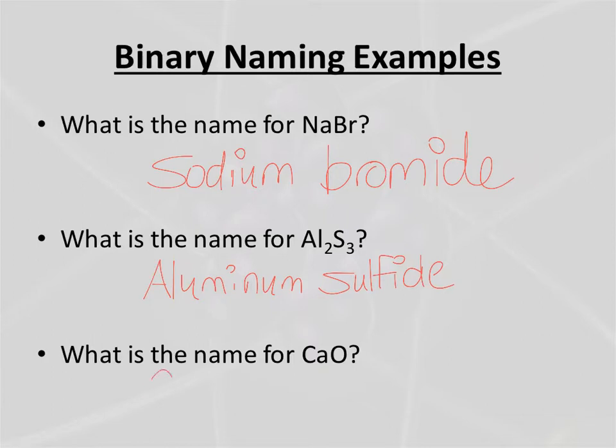Lastly, we have, what's the name for CaO? Write the name of the first element, which is calcium. Then write the name of the second element and change the ending to IDE. So oxygen turns into oxide.